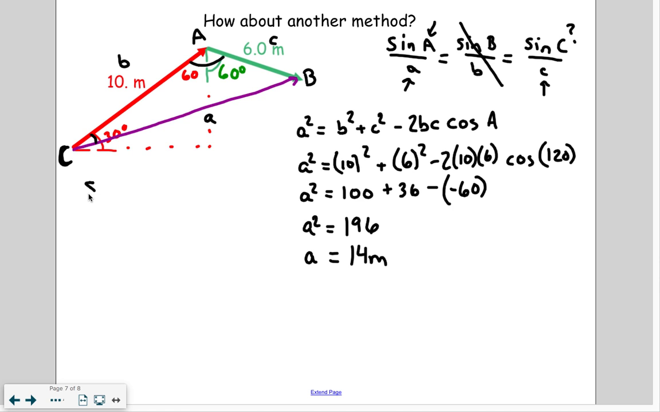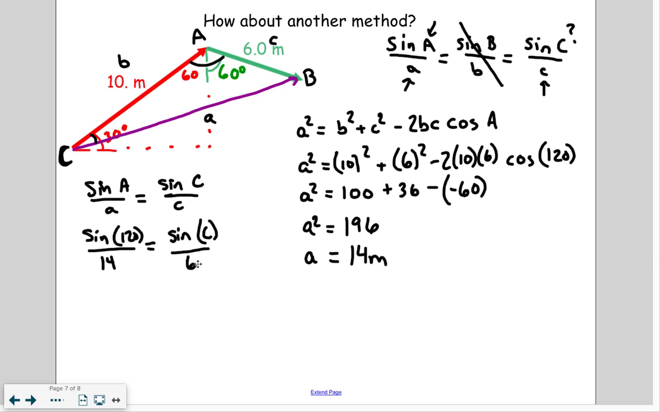I do know side C, so my unknown is going to be capital C. So I'm going to write sine of A over A equals sine of C over C. And remember that anytime you have an equal sign between multiple parts, you can just use the two parts that you actually need for that equality, because all parts are equal. So if I plug in my numbers, sine of A is 120 over side A, which we just found to be 14, equals sine of C, which is our unknown angle, over side C, which is 6.